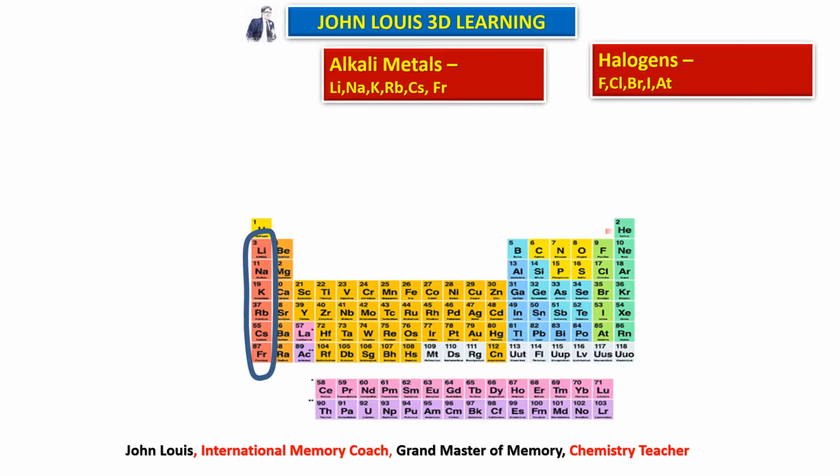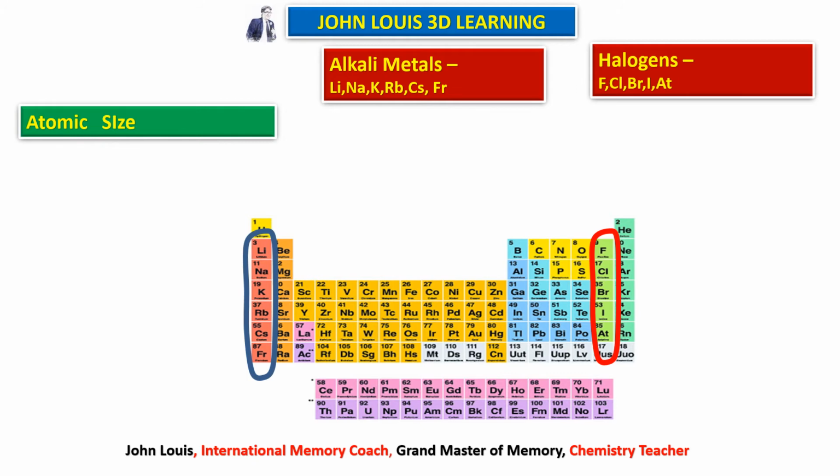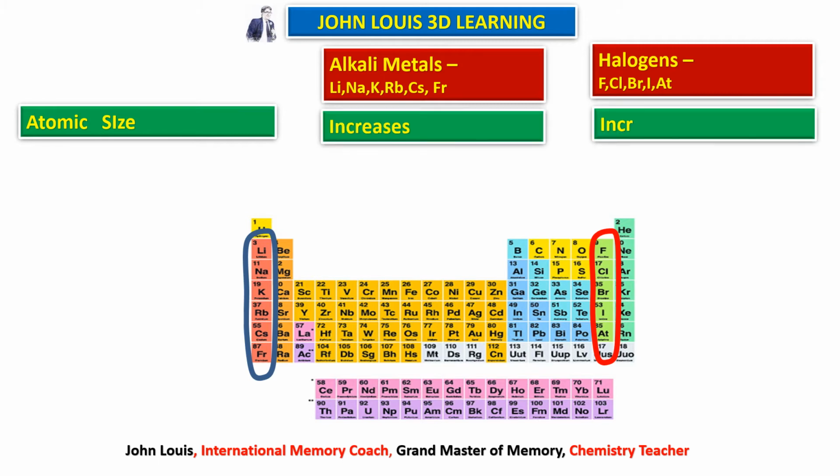Okay, the next property is atomic size. What happens to the atomic size? Already we have learned when we go down, the number of shells increases. Am I right? Therefore, atomic size increases. So here also it increases. Because when we go down, the number of shells goes on increasing. Therefore, the distance between the center of the nucleus and the outermost orbit increases. So that means what? Atomic size increases as we go down the group, both in alkali metals and halogens.